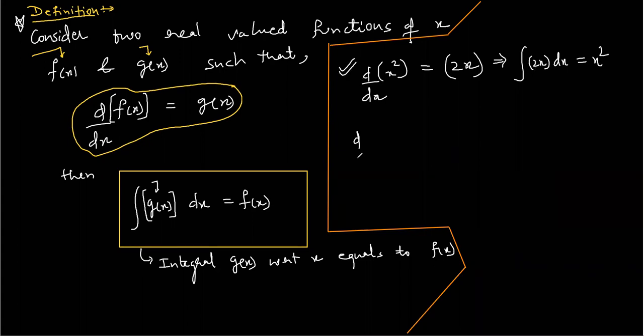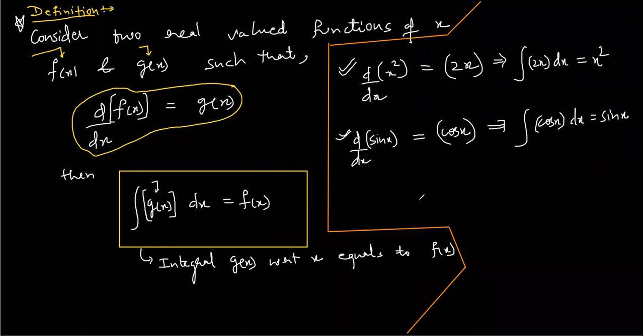Next, d by dx of sine x is equal to cos x. So can I say that integration of cos x with respect to x is sin x? Okay. So what you are thinking is perfectly all right. But then there is a small thing to be added more to this. And what is that small thing? I will let you know.